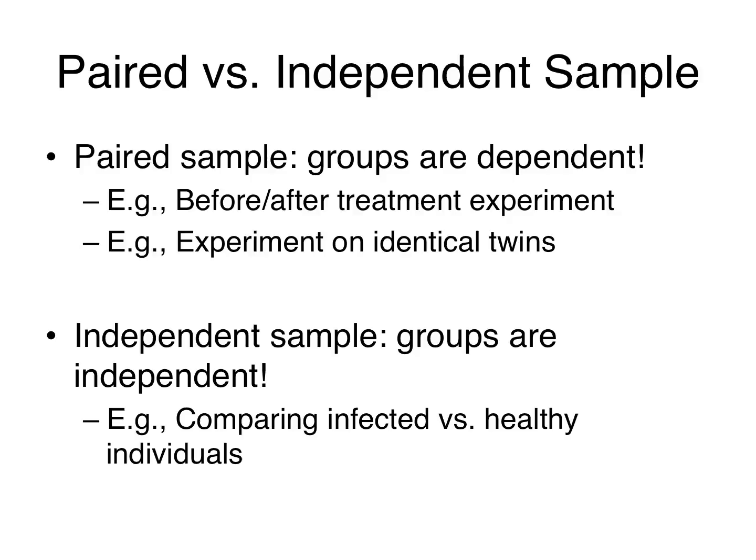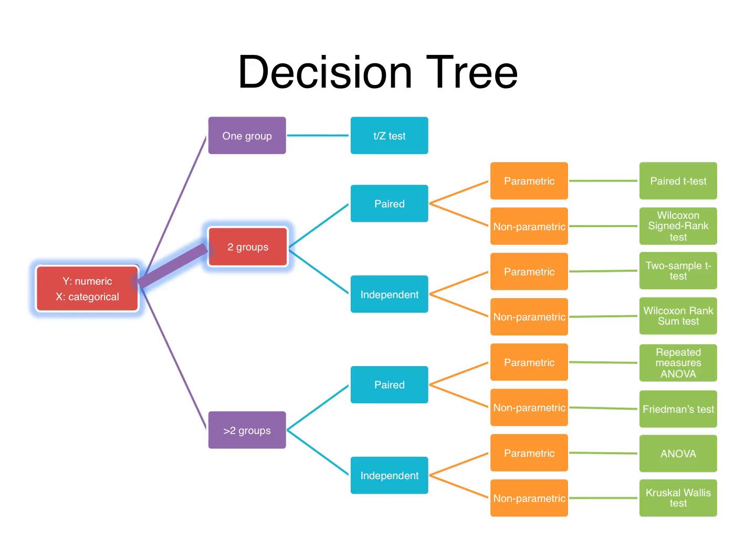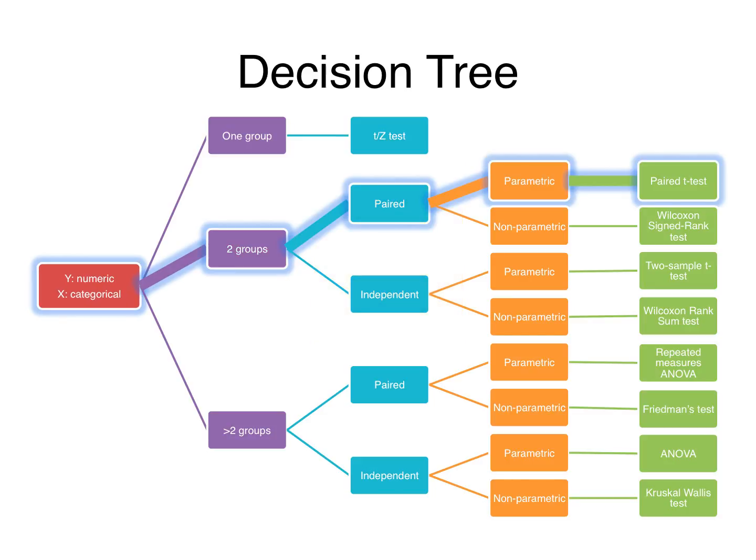If the two groups contain totally different people, they're most likely independent. An example of this would be comparing infected versus healthy individuals, or men versus women. So if we determine that our outcome is numeric, so for example, caloric intake, and also that our explanatory variable is categorical with two groups being compared, we then ask if these groups are paired or independent. So let's say that we've determined that we're comparing two paired groups. For example, the same group of people before and after some form of treatment.